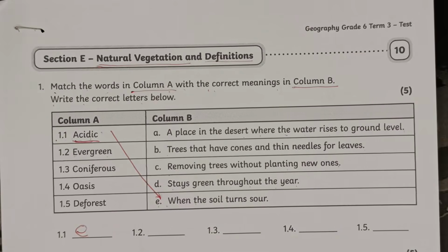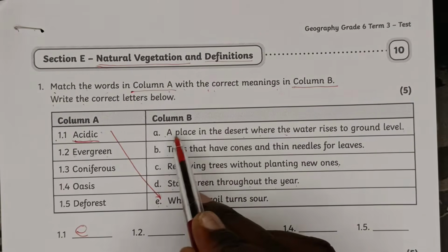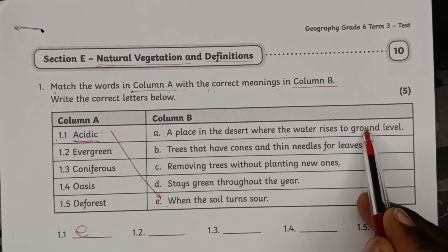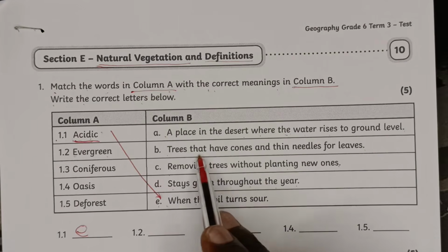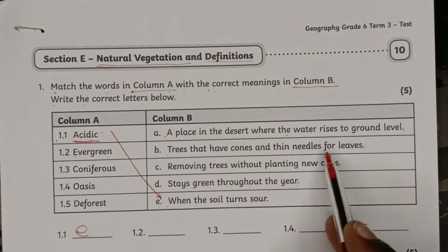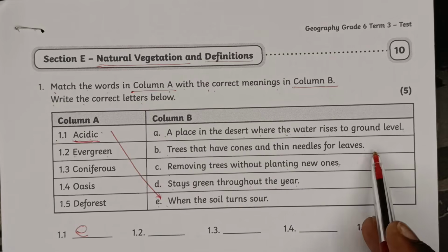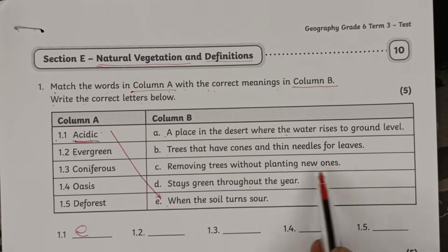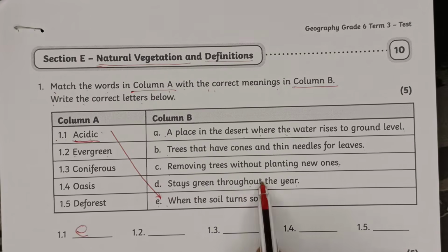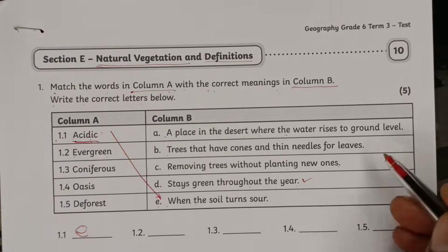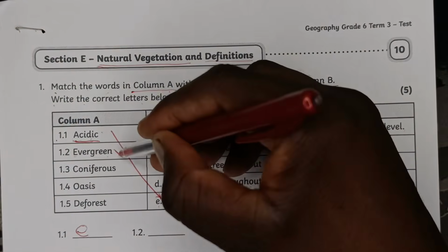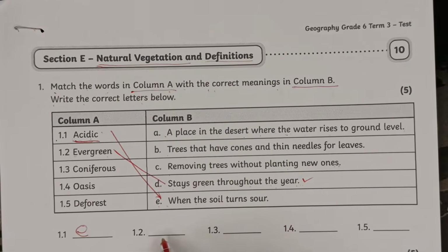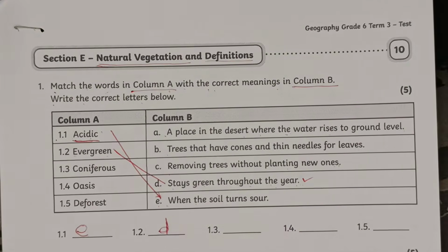So the second one, evergreen. What is evergreen? A place in the desert where the water rises to the ground level? No. Trees that have cones and thin needle for leaves? No. Removing trees without planting new ones? No. Stays green throughout the year? Yes, this is a correct one. So evergreen means staying green throughout the year, which is D.